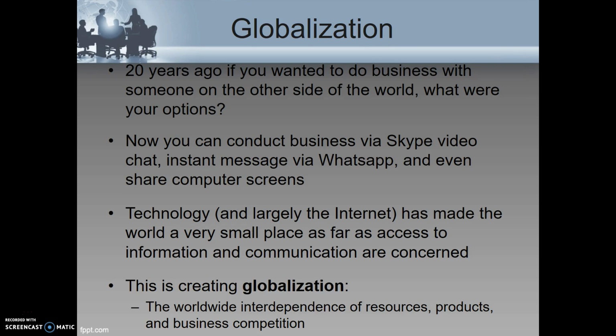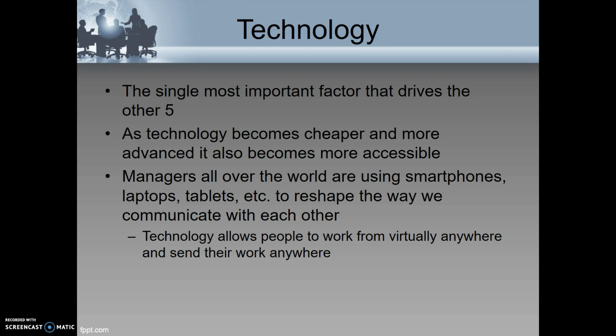But now, as a result of the internet technology, we're able to conduct business over video chats, instant messaging, and we can even share computer screens across vast distances. This is creating what we call globalization, or a worldwide interdependence of resources, products, and business competition, where things that are occurring in one part of the world are dependent on things that are happening in another part of the world.